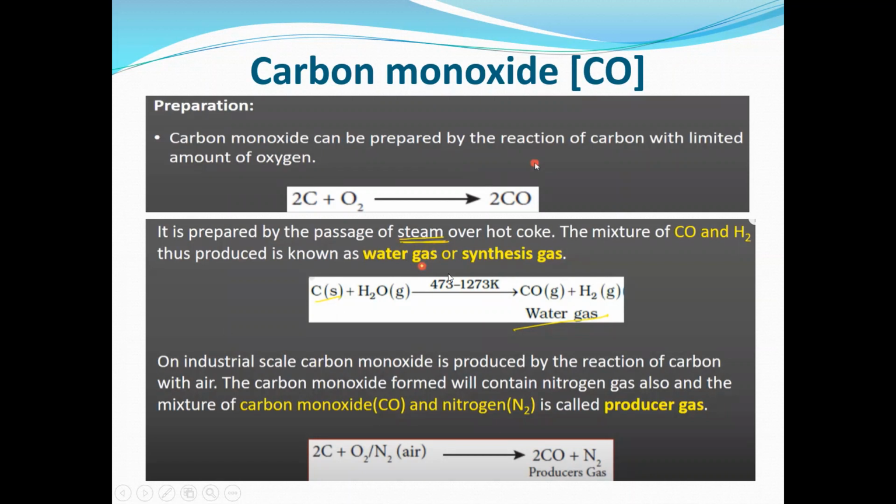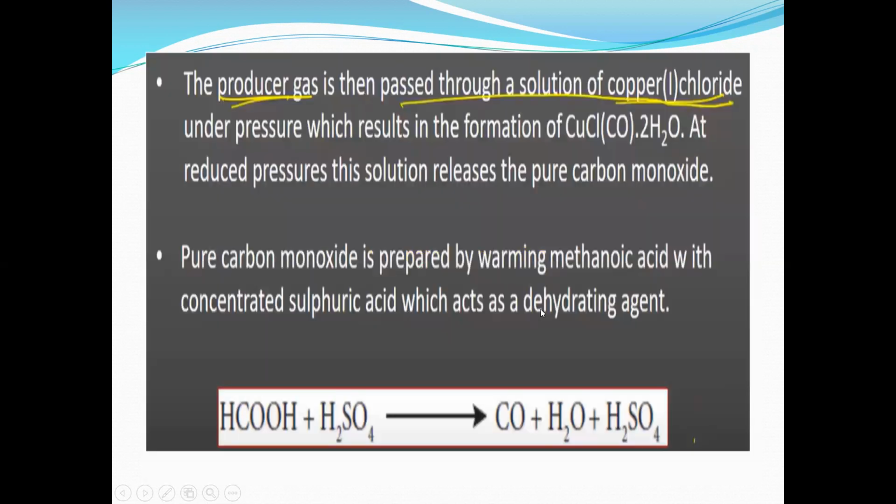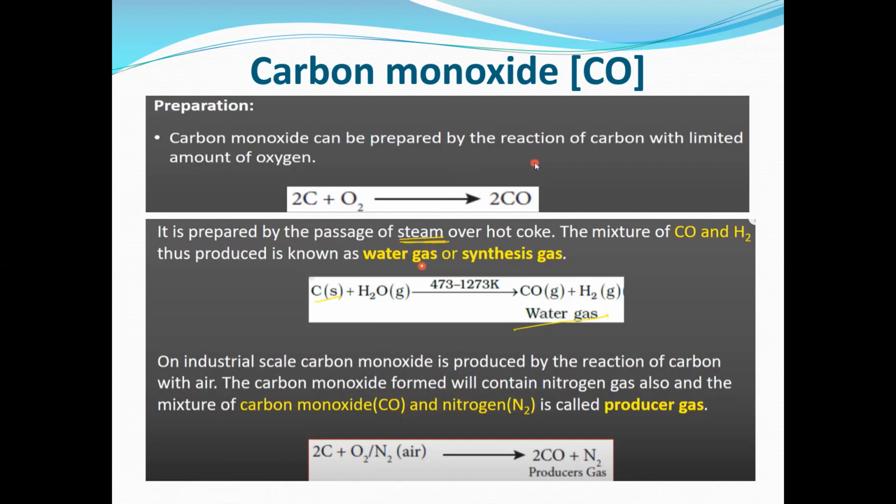So next one is the preparation of the water gas or the synthesis gas. In this method, we need to pass that water in the form of steam over the carbon. So we are getting the water gas. Water gas is the mixture of CO and the H2.